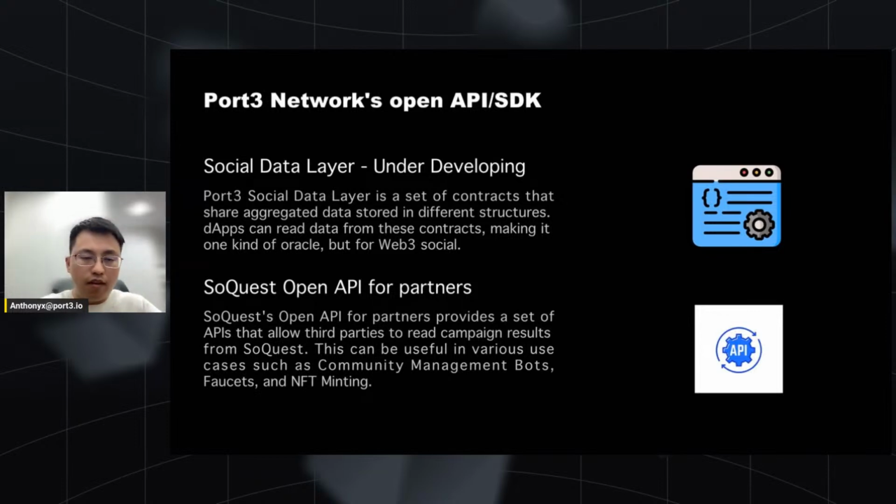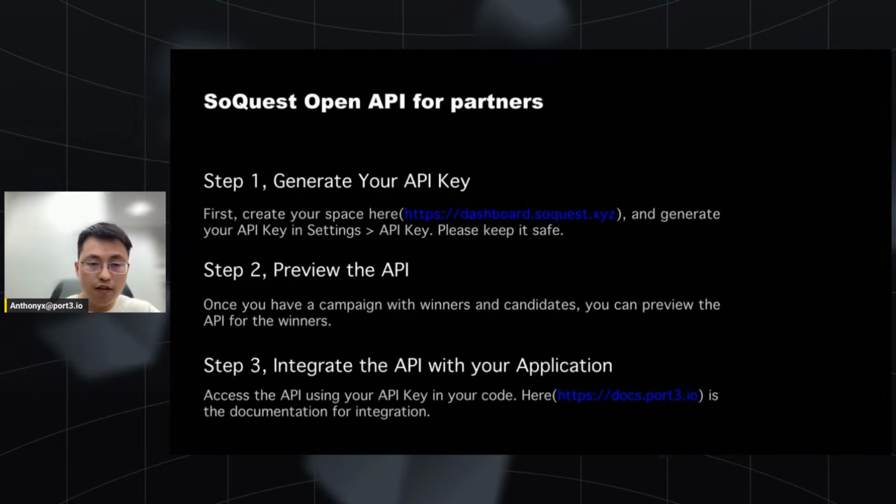And now we build the SoQuest Open API for our partners. So now we have an API for partners that provides a set of APIs that allow third parties to read campaigns, results, and user identity from SoQuest. This can be useful in many use cases, such as community management, or Forseed bots, or NFT minting, or other things.